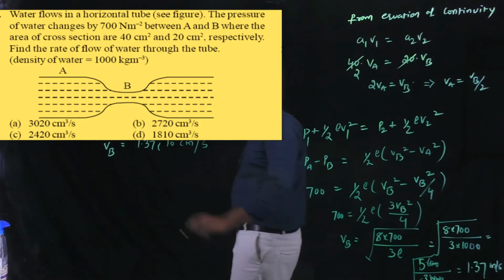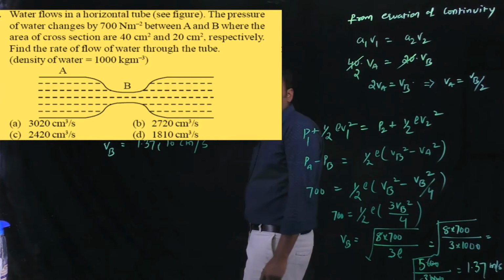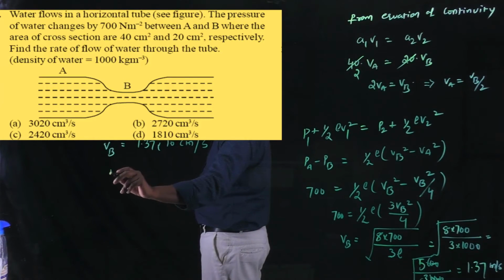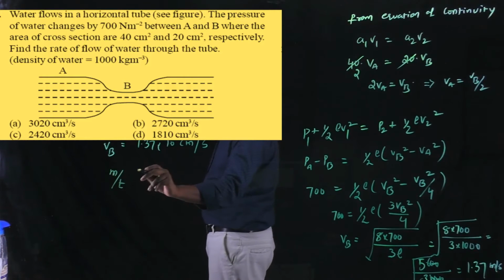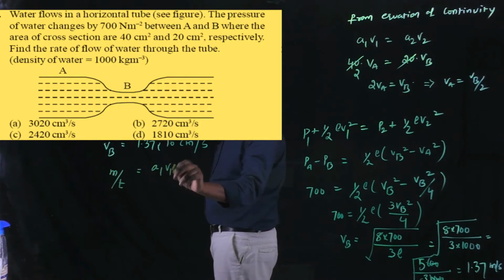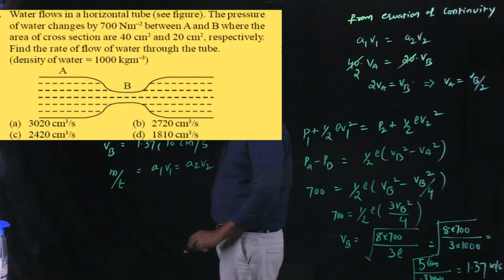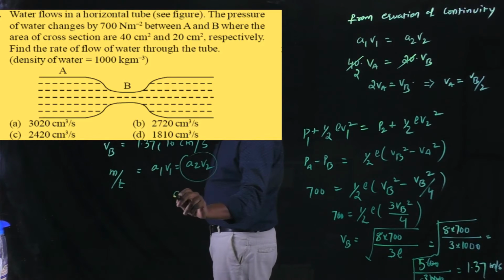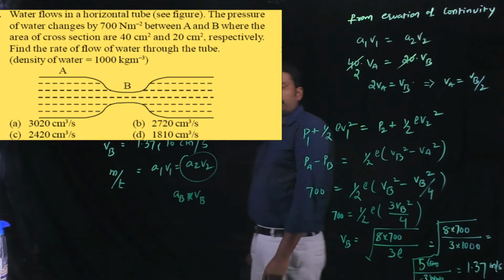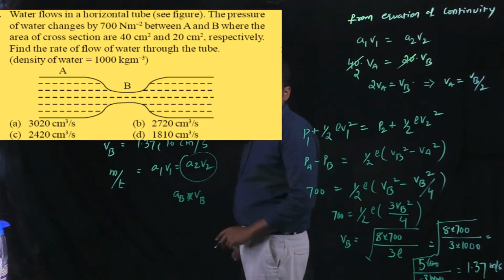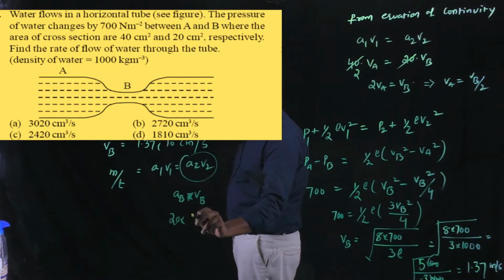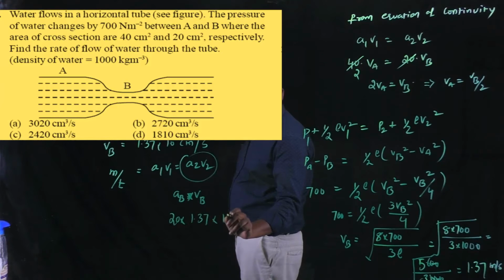Okay, now the question is find the rate of flow of the water. Rate of flow is nothing but m by t. It is like Bernoulli's principle, A1 V1 is equal to A2 V2. We got the velocity of the liquid at B, simply it is AB into VB. Area of cross section at B is 20, into velocity of the fluid at B, which is 1.37 into 10 square, it is 100.